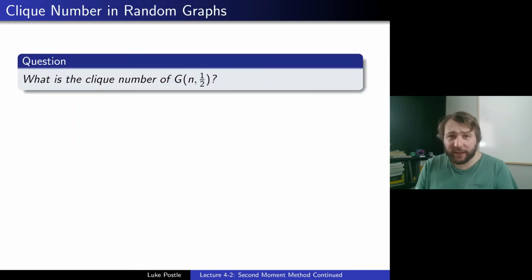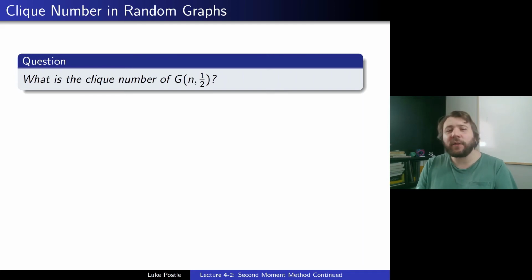In the rest of the lecture, we're going to look at the clique number of random graphs. So let's go back to G(n,p) and look at the case when p is equal to 1/2, that we used for Ramsey graphs. And we're going to talk about what is the clique number of G(n,1/2). So this is clearly related to those Ramsey constructions.